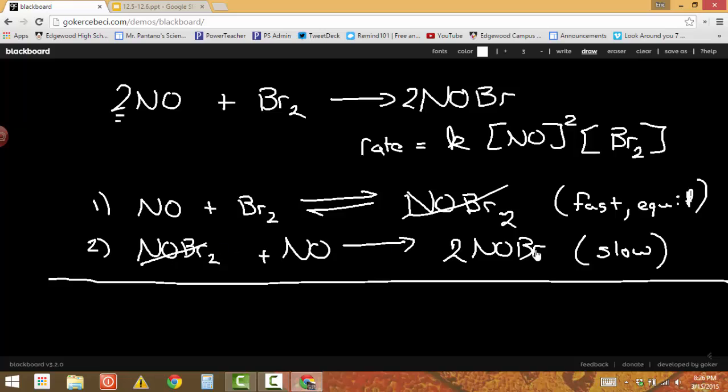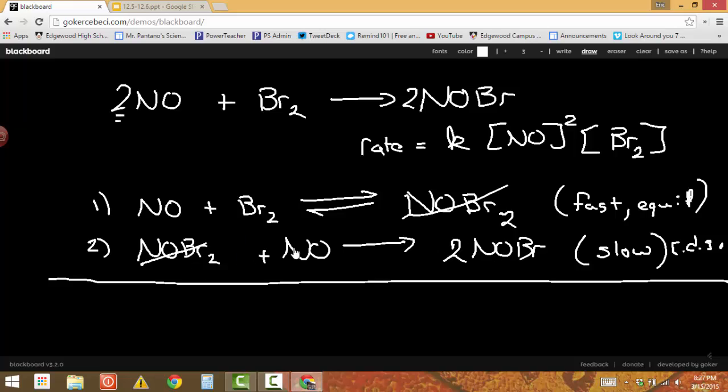But this reaction only happens if it encounters one of these NOBr2s that's really unstable and sometimes goes back to form the original reactants. This one eventually reaches equilibrium, meaning we're producing as much of this as we are going backwards. And when these are produced, they can react with NO to form NOBr. But that's a very slow step. Slow steps are the rate determining steps. This is the RDS. Now, if I look at just this step here, I've got NOBr2 and NO.